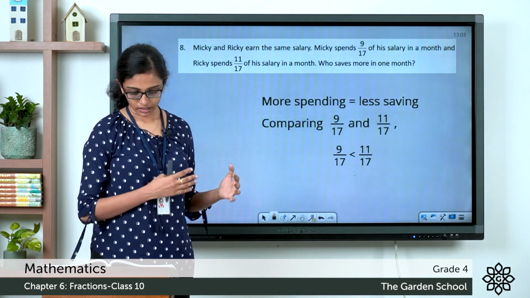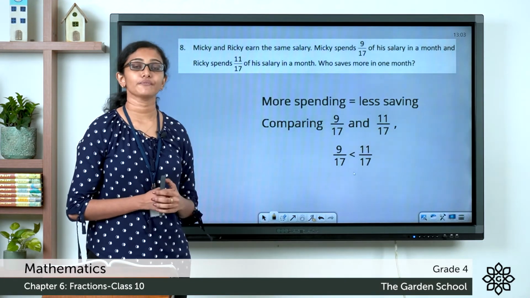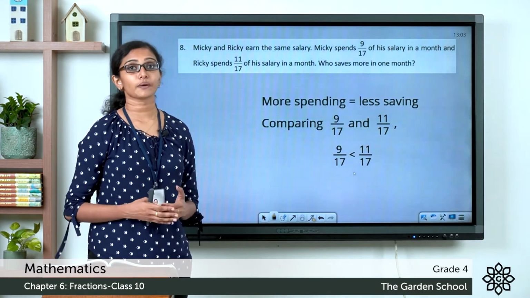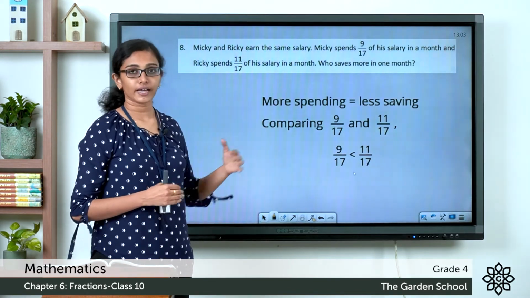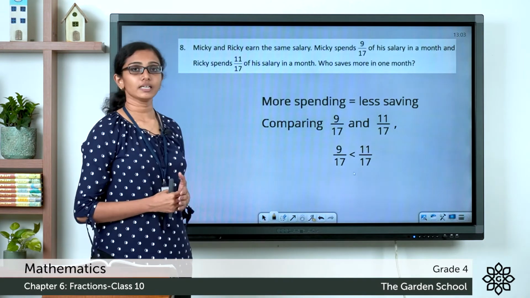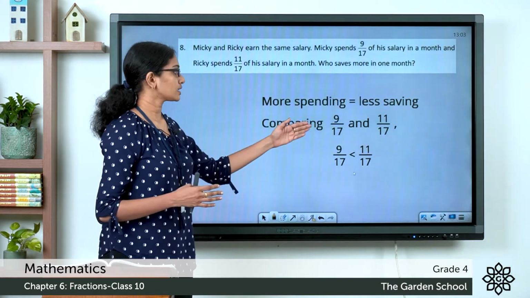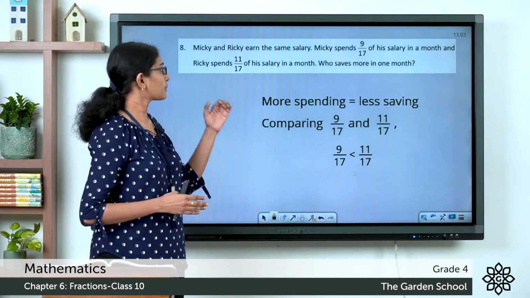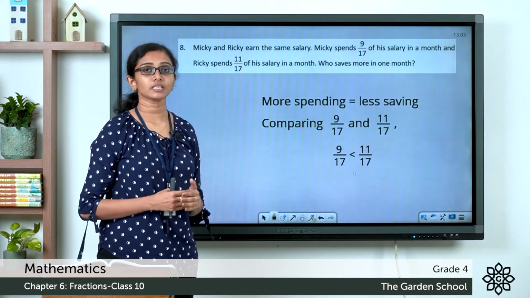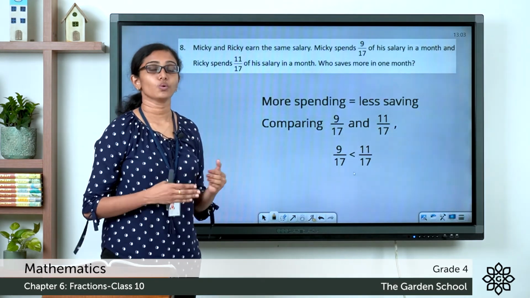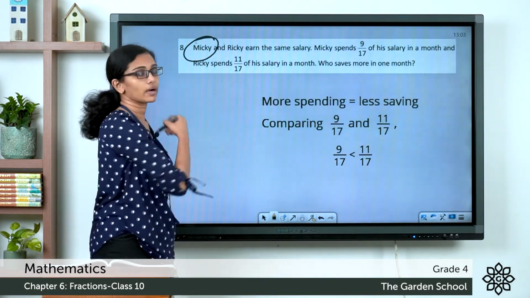More spending means less saving. And you are given the fraction of spending done by each. So Mickey spends 9 by 17 of his salary, whereas Ricky spends 11 by 17. So when you compare the two fractions, which are like fractions here, which one is less? The fraction 9 by 17 is less, which is the fraction of salary spent by Mickey. So since Mickey spent less, he is going to save more. So who saved more in 1 month? Mickey saved more in 1 month.